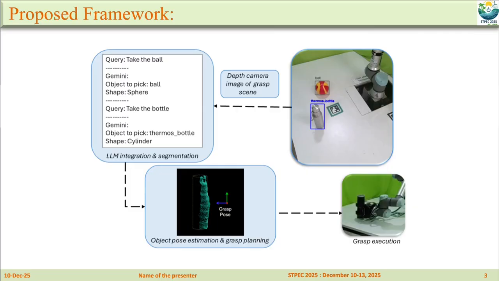Here's a bird's eye view of the proposed framework. We get RGBD images from the depth camera. The open vocabulary segmentation model identifies the objects in the workspace and segments them. Then the LLM specifies the objects to be picked after processing the user input. The point cloud of the object to be picked is generated and its pose is determined. The grasp pose is then generated from the predefined grasps stored, and then the grasp is executed.